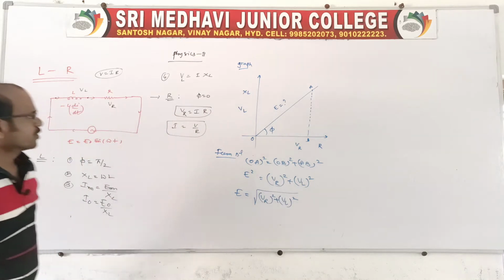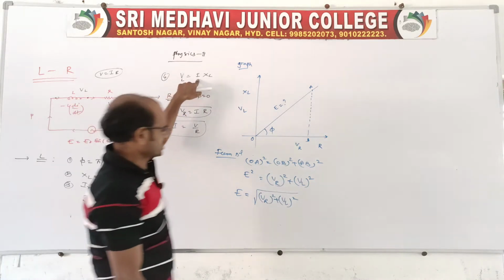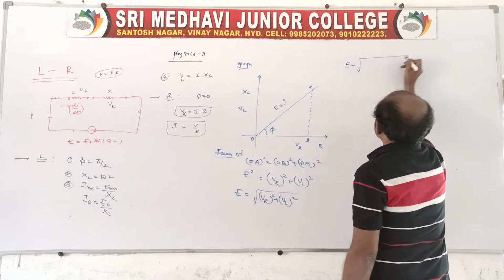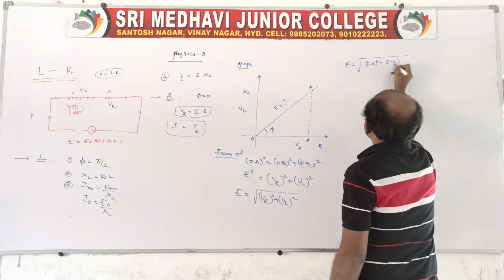But we know VR is I into R, and VL is I into XL. Therefore, the EMF is equal to under root of I into R whole square plus I into XL whole square.